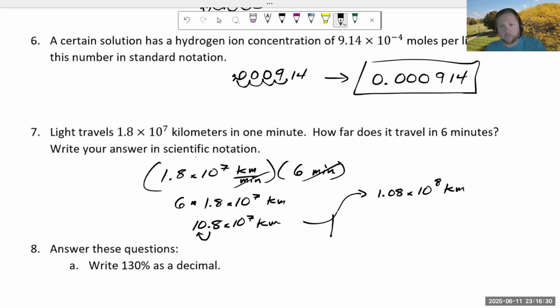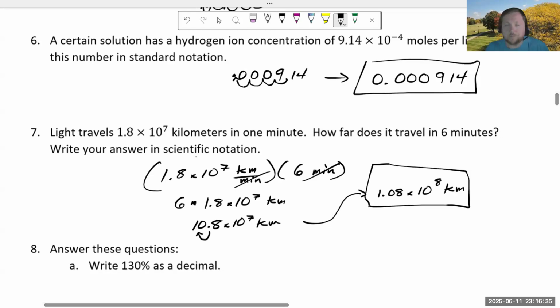Oh, keep losing where my cursor is. There we go.